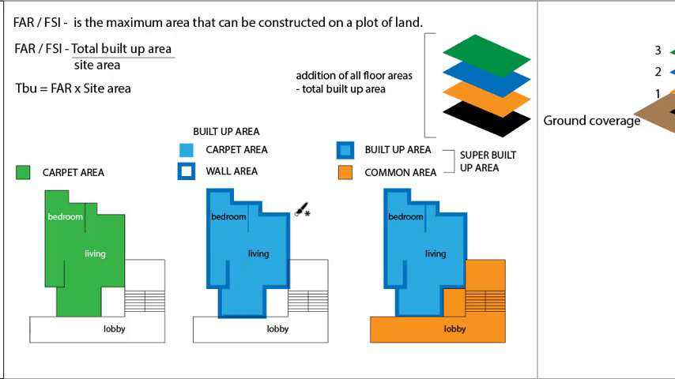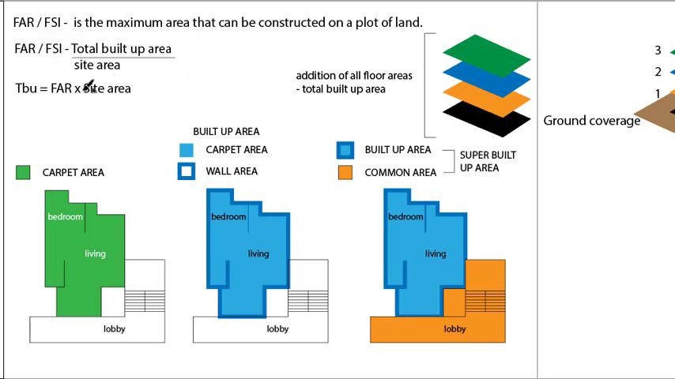So this entire area is known as built up area, while super built up area accounts for the addition of common area to built up area. Common areas include lift, lobby, and staircase. So built up area plus common area will give me super built up area, right? So the three types of area are carpet area, built up area and super built up area.